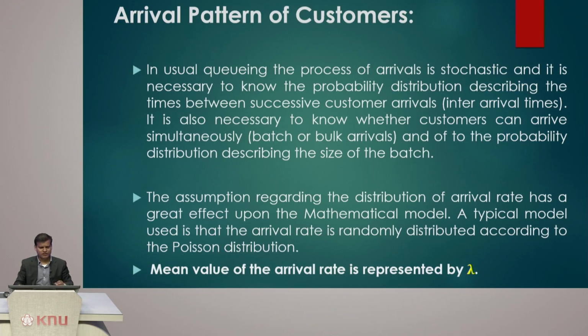So, the assumption regarding the distribution of arrival rate has a great effect on the actual mathematical model of the system. Since the arrival rate in general is quite random, we are not sure how the customer arrives, we are not sure how the vehicles arrive at the toll gate. Yes, it is kind of random, but the mean value of arrival rate can be expressed. So, here we are going to represent the mean arrival rate as lambda. We will consider the formula later. So, basically speaking, this is the arrival pattern of customers.